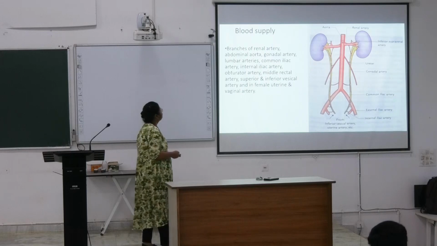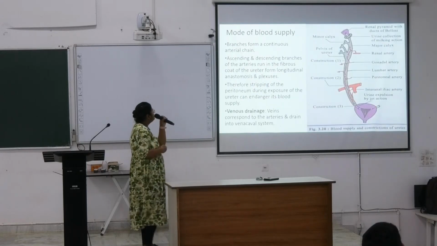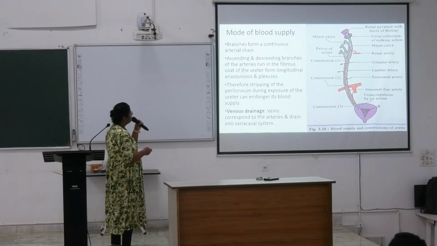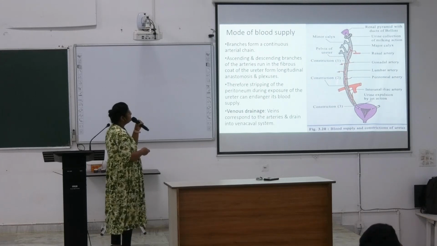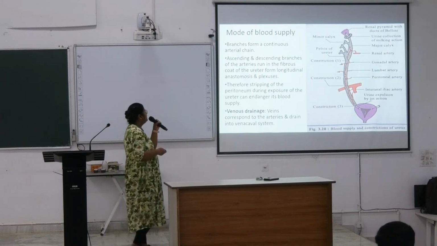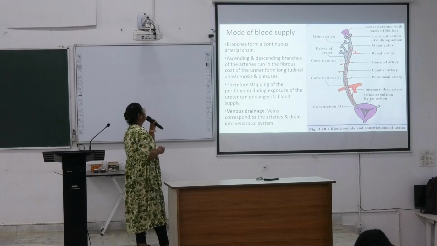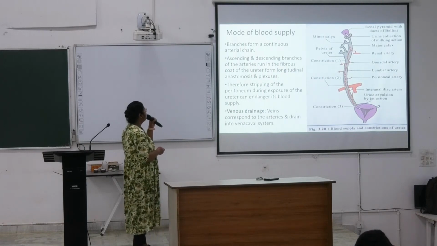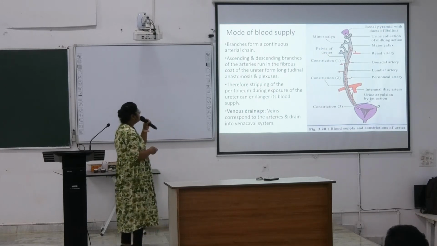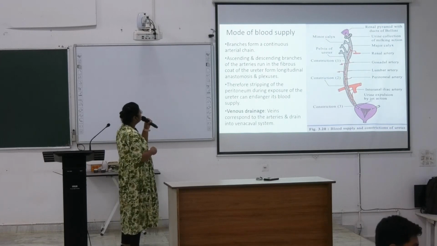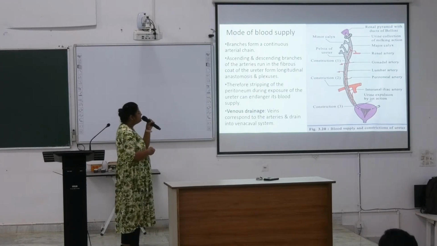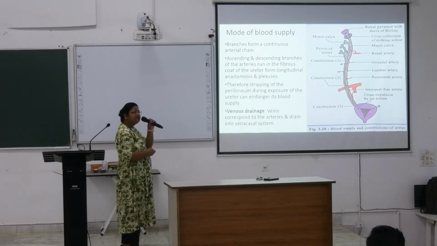Okay. Next, how are they supplying branches? All these branches form a continuous arterial chain. Here the chain is forming. All these branches divide into ascending and descending branches and anastomose with each other, forming an arterial chain. Ascending and descending branches of the arteries run in the fibrous coat of the ureter and form longitudinal anastomosis and plexuses. Therefore, stripping of the peritoneum during exposure of the ureter can endanger its blood supply. That's why stripping of peritoneum is not done.